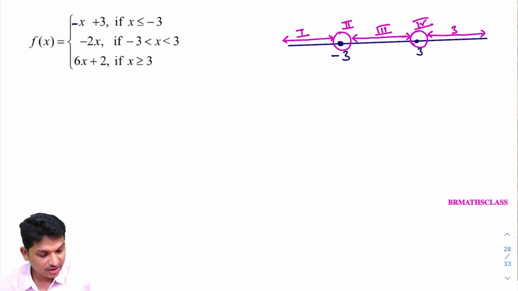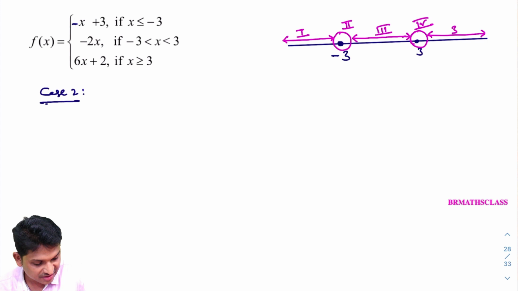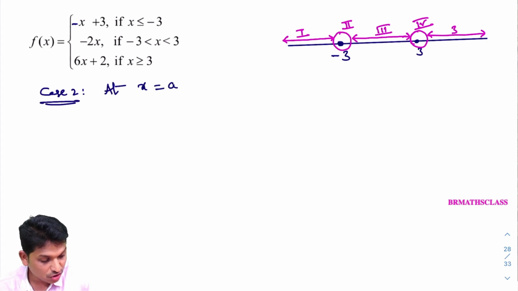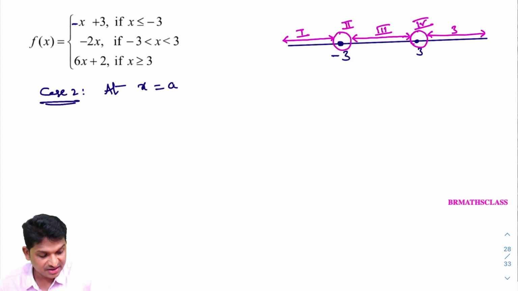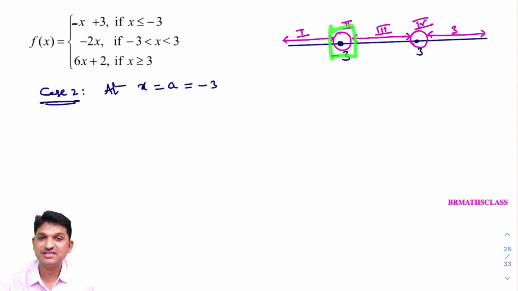Now I am checking case 2. What is case 2? At x equal to a, you observe here. I am checking the continuity at minus 3. Here it is a single point. What is a here? A is minus 3. I am checking the continuity at one point, that one point is minus 3. Calculating this is a little tricky one, I'll explain. First, what I am checking? I am checking the continuity of the function at x equal to minus 3.